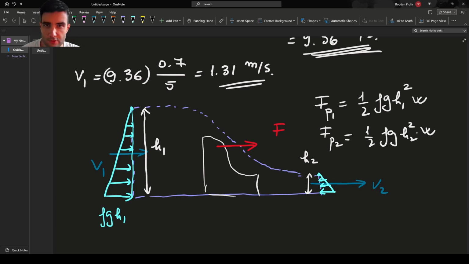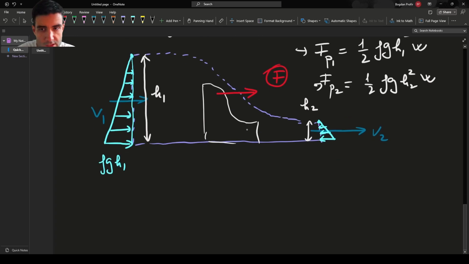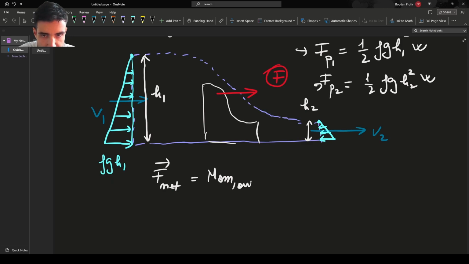So there are actually three forces that we're dealing with, right? There's Fp1, there's Fp2, and then there's this unknown force that we're trying to find. So let's write the equation of momentum conservation, because that is the equation which contains information about the forces. So we have that the net force is equal to the momentum flow rate out minus the momentum flow rate in.